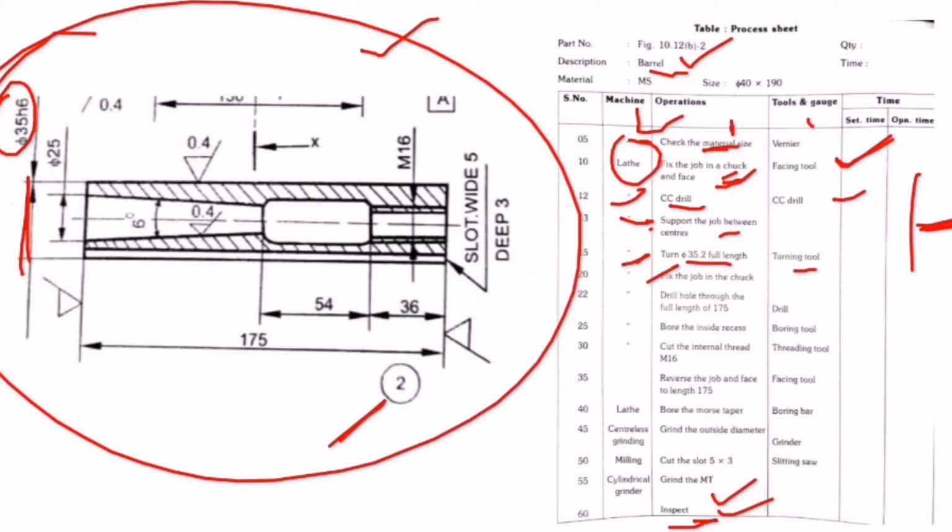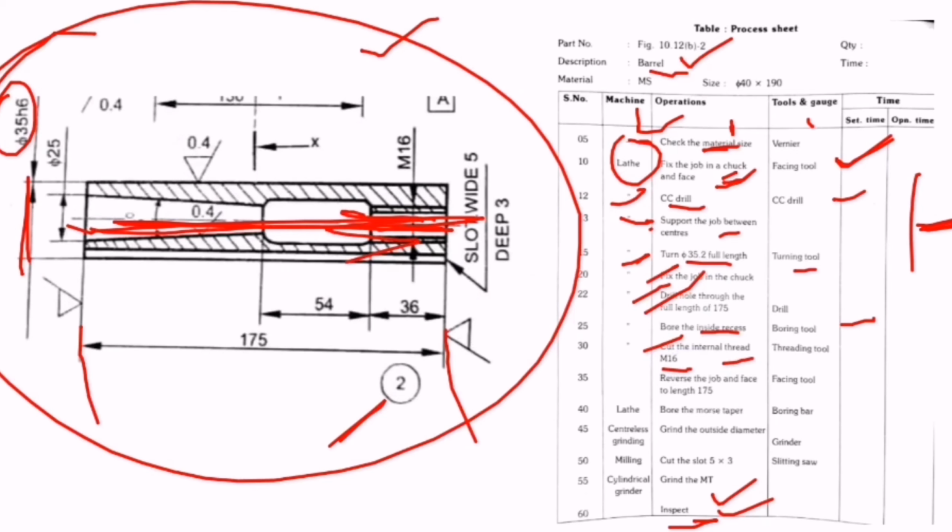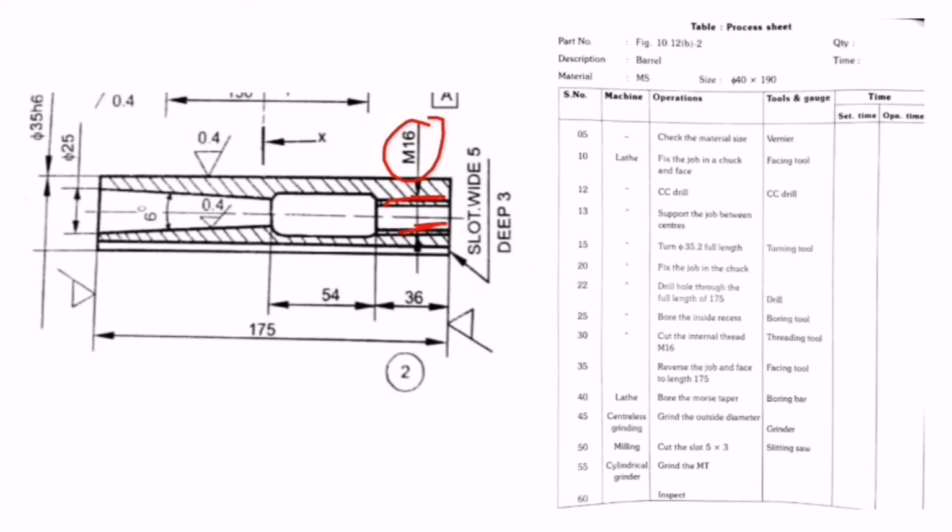Next, fix the job in the chuck of the lathe machine. Next, drill a hole through the full length of 175, from here to here, through the inside. Next, bore the inside recess with the boring tool. Next, cut the internal thread of M16 with the threading tool. Where is the threading? This is M16, the internal threading with the threading tool. Next, reverse the job and face to length 175 with the facing tool. So after doing this side, we reverse the job to this side.